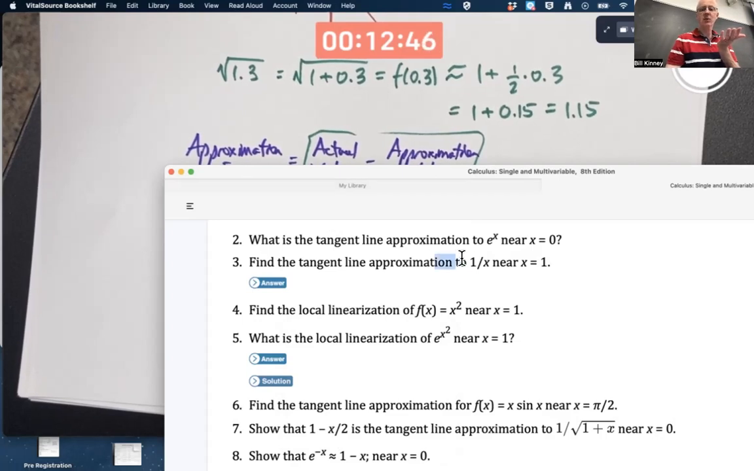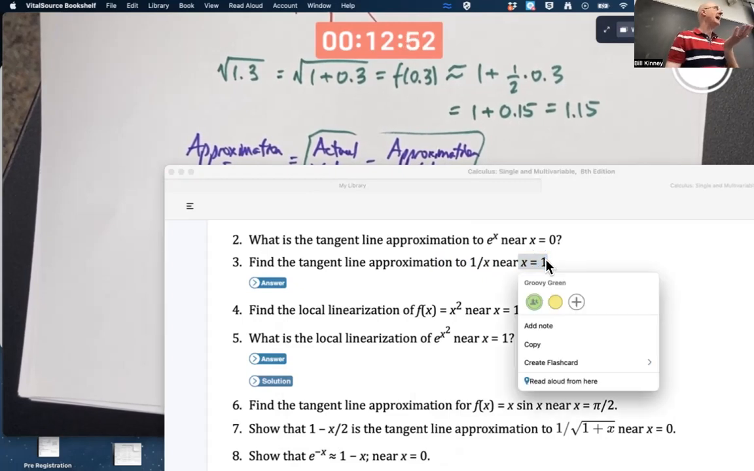So the function now is 1 over x, and the a is now 1 instead of 0. a equals 0 is the most common value of a to use, but it's not the only value of a we can use. We can use other values of a.